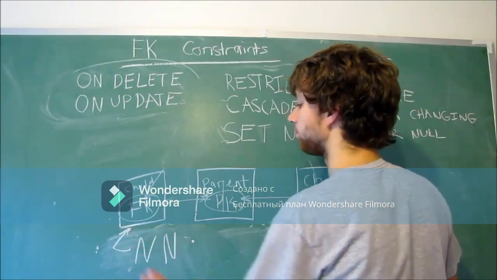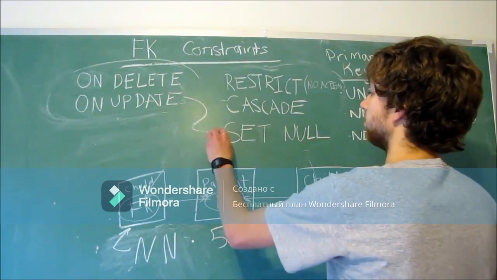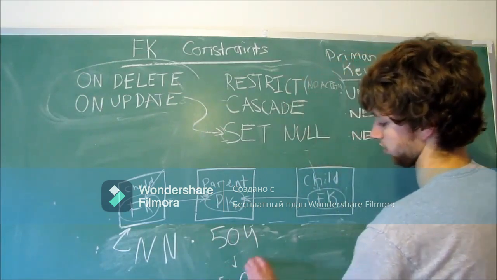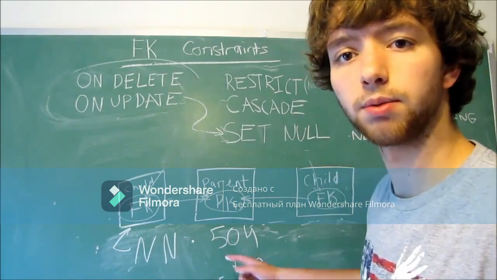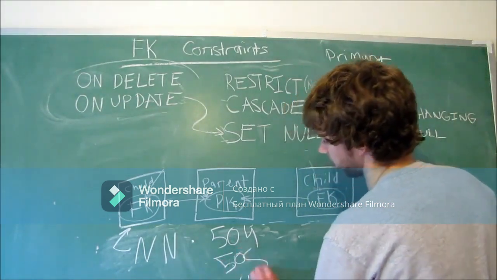If this is not null, and we have on update set null, and we update 504 to 508, can you even, have I been cutting this off this whole time? Alright, we set 504 to 508, I think you can see that one.